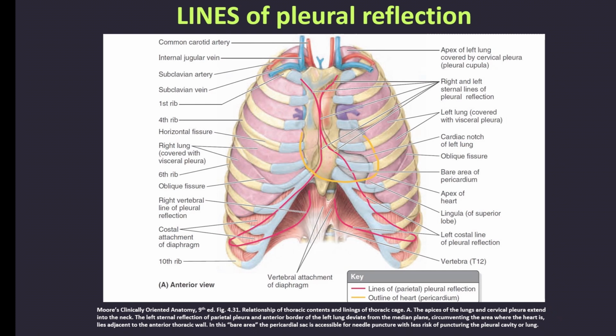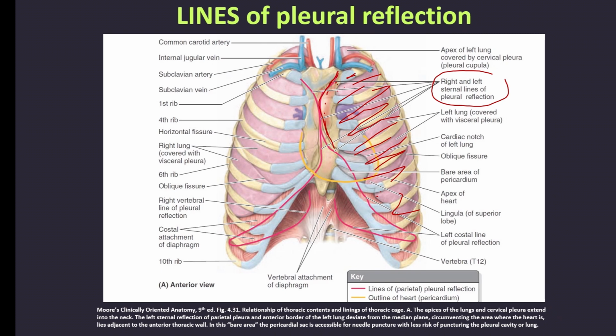So on this picture, if you follow here the right and left sternal lines of pleural reflection, that's anteriorly, all of these, all of that would be costal parietal pleura, and then at that level, that costal parietal pleura will reflect to become mediastinal parietal pleura, and it forms these sternal lines of pleural reflection. And of course, since we have a pleural sac on the right side, another pleural sac on the left side, we have a right and left sternal lines of pleural reflection.